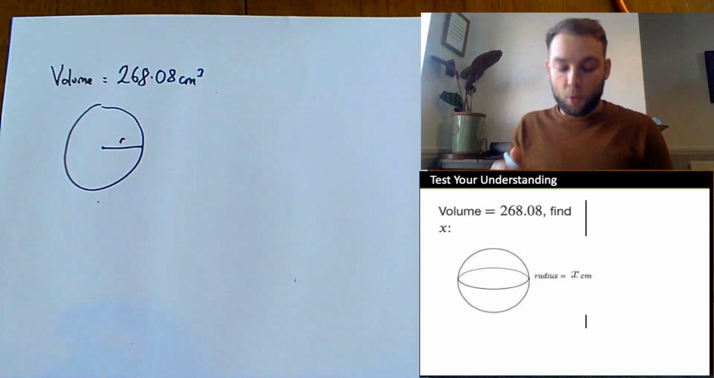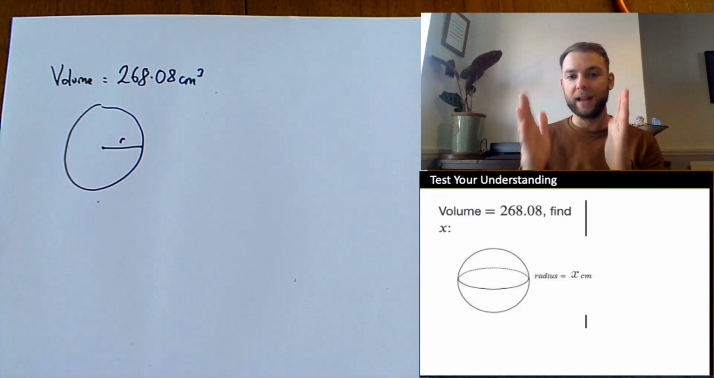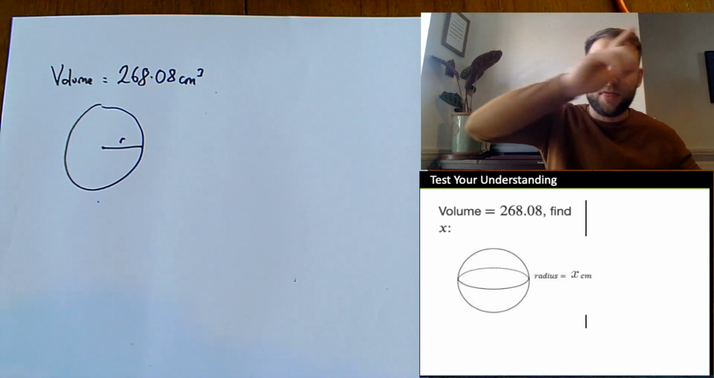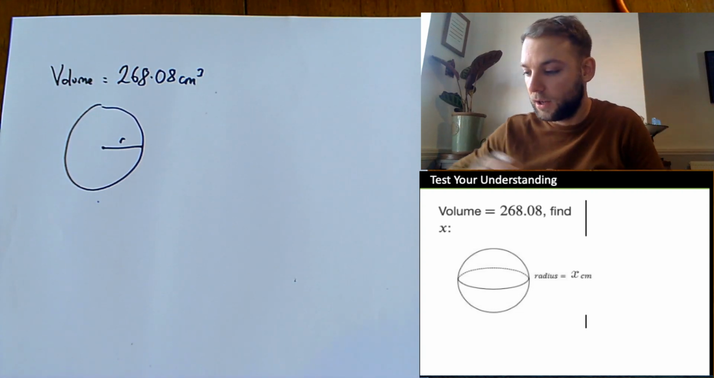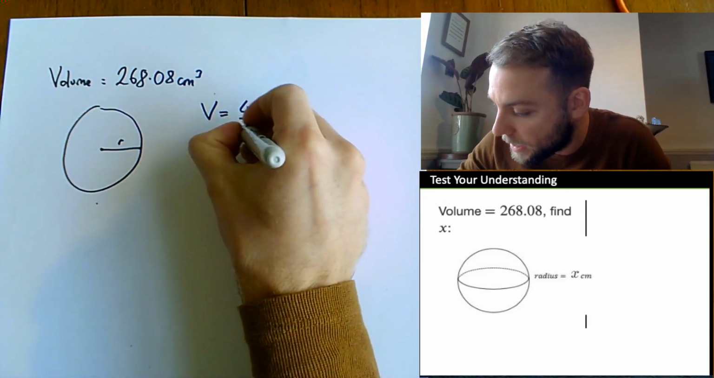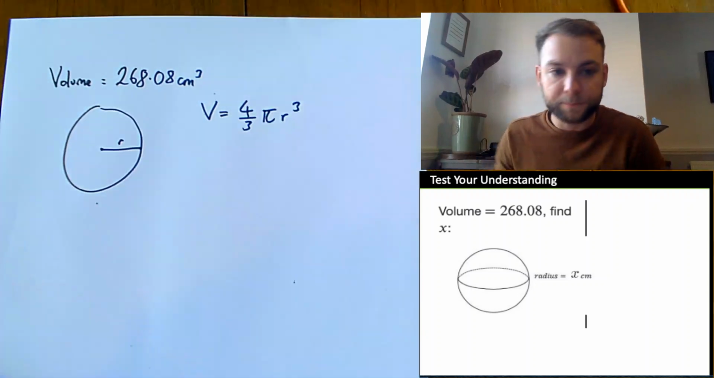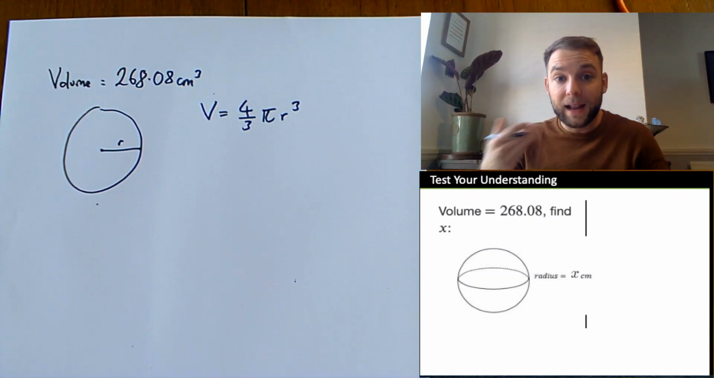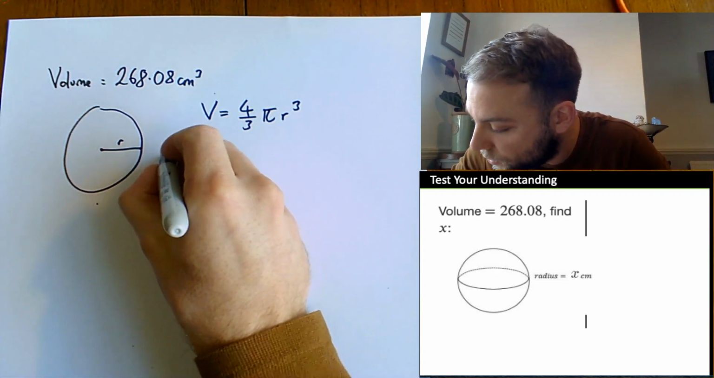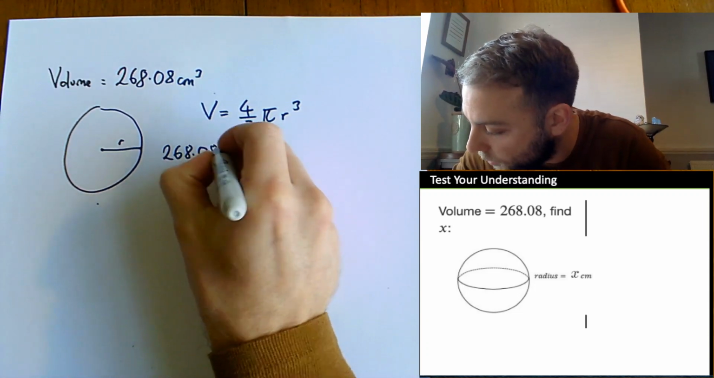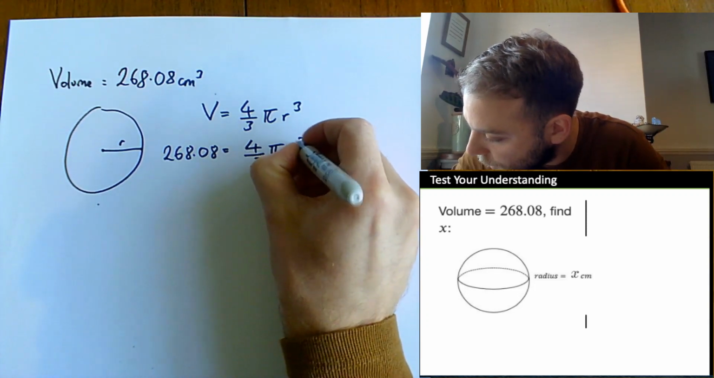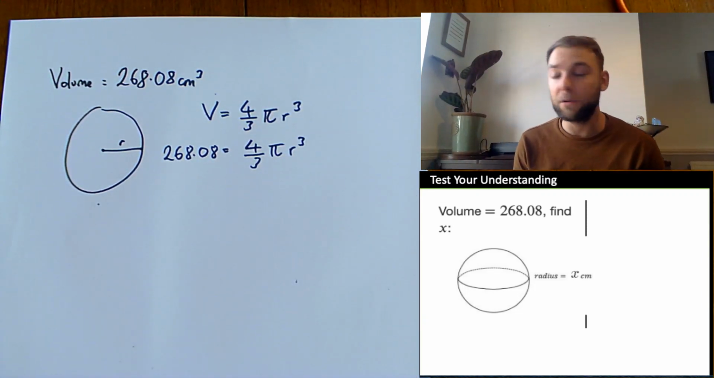With any question where we're working backwards, we write down the formula, sub everything in, simplify, and then we solve it like a normal equation. So let's write down what our volume is for a sphere. The volume is equal to 4/3 pi r cubed. Let's sub in everything I know now. The only thing I actually know in this is the volume, which is 268.08, is equal to 4/3 pi r cubed. So now let's solve it.